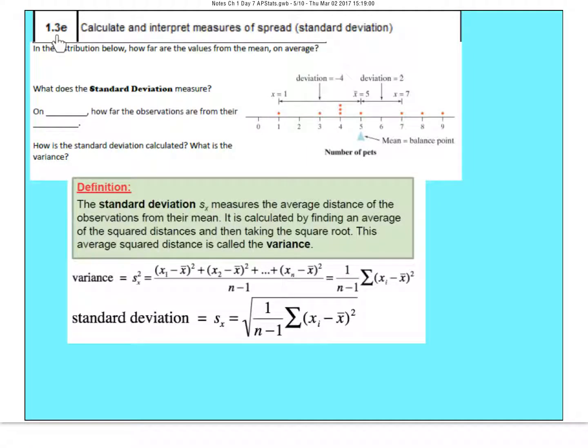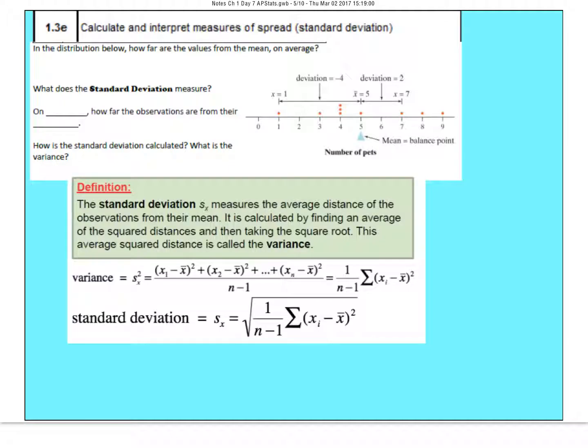In Learning Objective E, I'm going to show you how to calculate and interpret our third measure of spread called standard deviation. If you take a look at this dot plot that was created, it's the number of pets that various people said they had. The mean number of pets, or the average in this case, was 5.